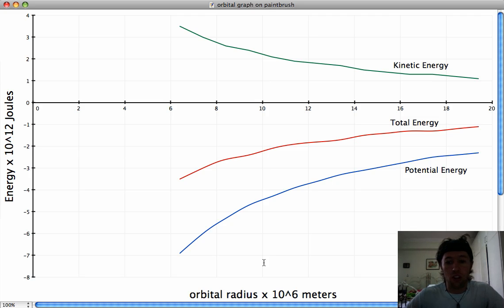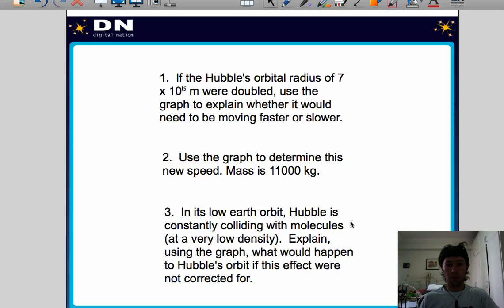Welcome! We are solving an orbital problem that involves graphs of energy. Here is the graph that you see for the Hubble Space Telescope versus its orbital radii with kinetic energy, total energy, and potential. The question that we're going to start with is this one here. It's asking, Hubble's orbital radius right now is about 7 million meters. If you double that and put it at 14 million meters, is it going to speed up or slow down?